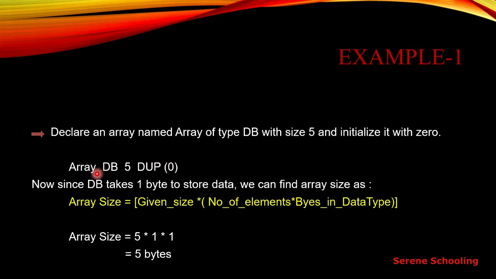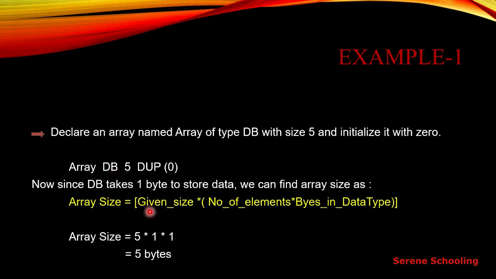You can see here, since db means defined byte, it takes only 1 byte to store the data, so we can define the array size as follows. Byte means it takes only 1 byte. If it was dword, or you can say dw, then we know that word takes 2 bytes to store data. In that case, things would be a little bit different, but in db it takes only 1 byte, right?